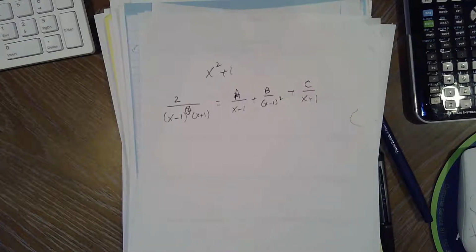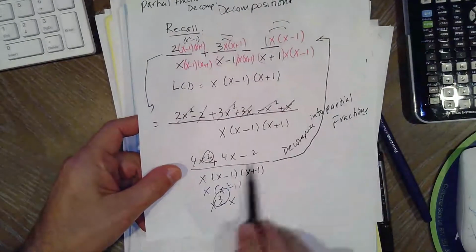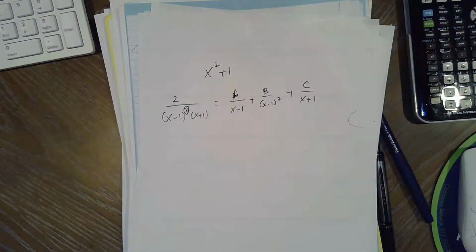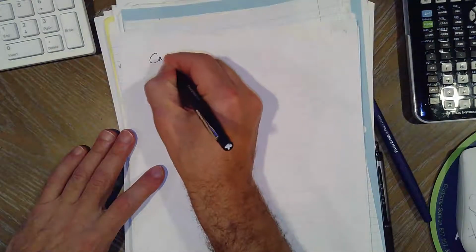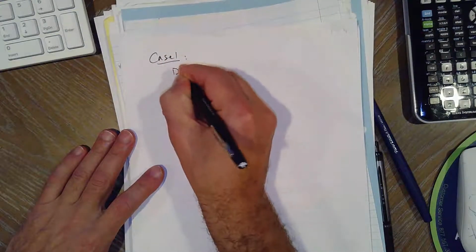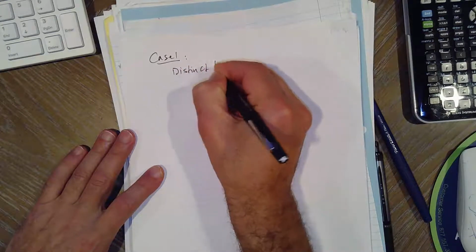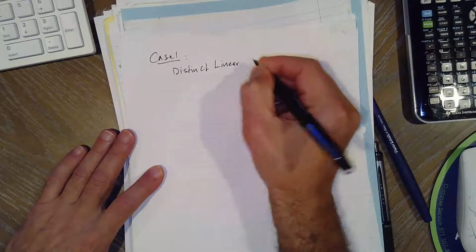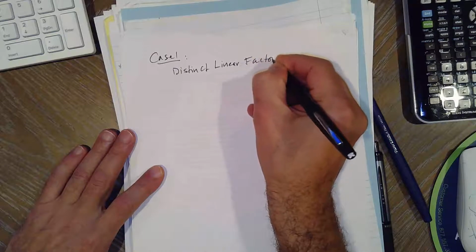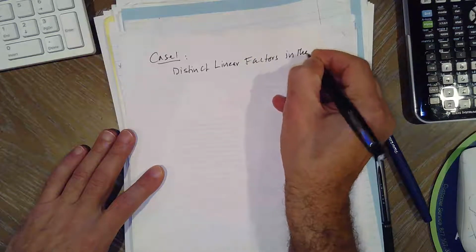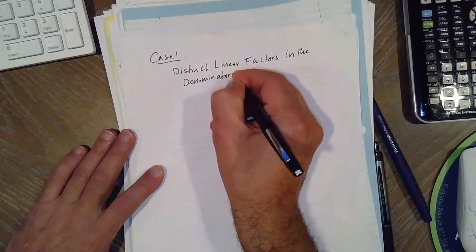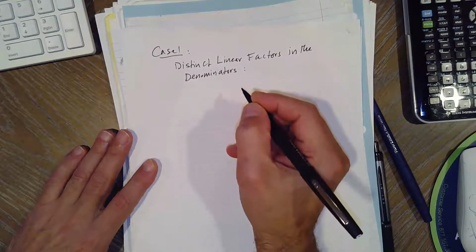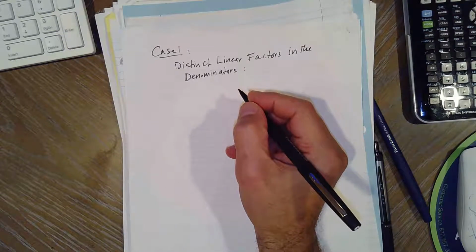So let's go. We're going to go backward. How do we go back in this one that we did? This is one of the 4 cases that we're going to go over. Case 1 is when you have distinct linear factors in the denominator. How do we break it down if we have distinct linear factors in the denominator?